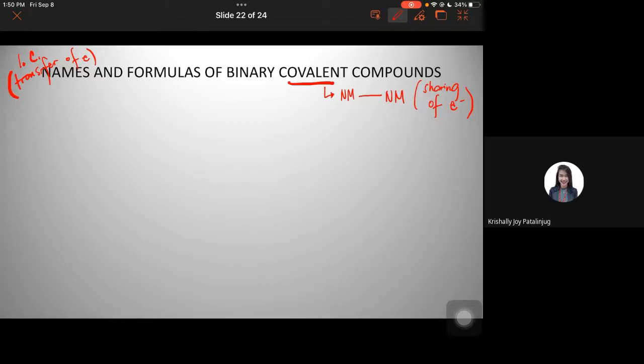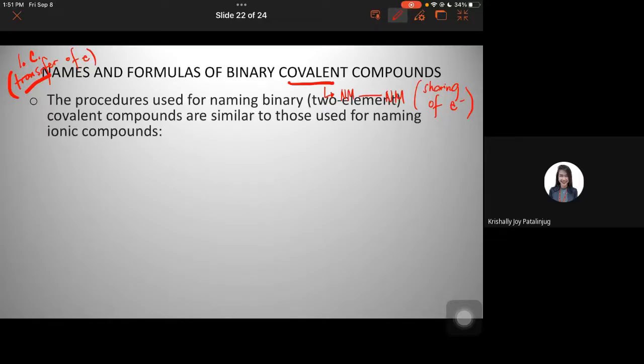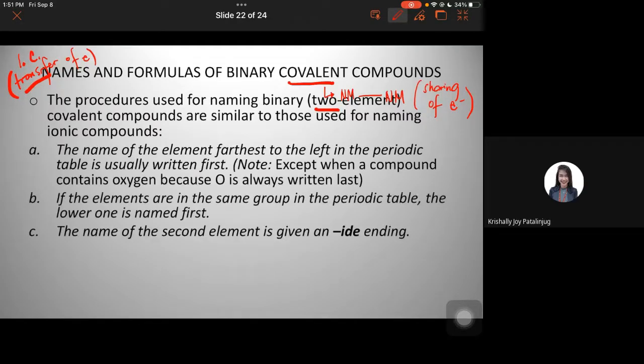That's the components of an ionic compound. It has metal and nonmetal. The metal will lose electrons, the nonmetal will accept or gain electrons. So transfer of electrons happens. If covalent compound, sharing of electrons only. Specifically, we will be naming binary covalent compounds, meaning the compound consists only of two kinds of elements. So how do we name binary covalent compounds?